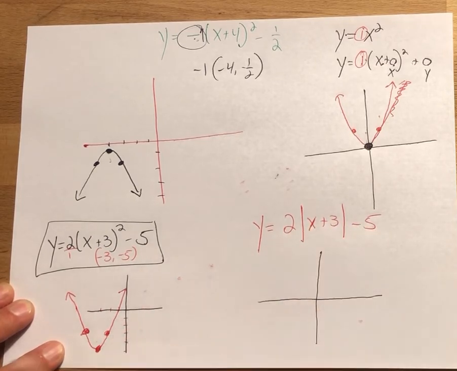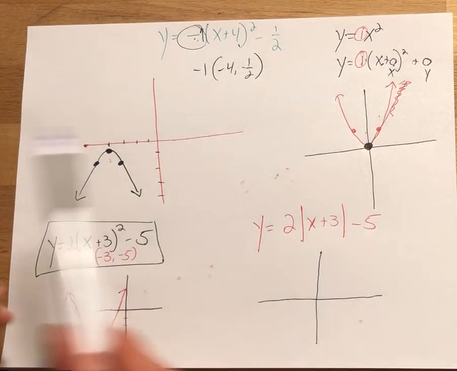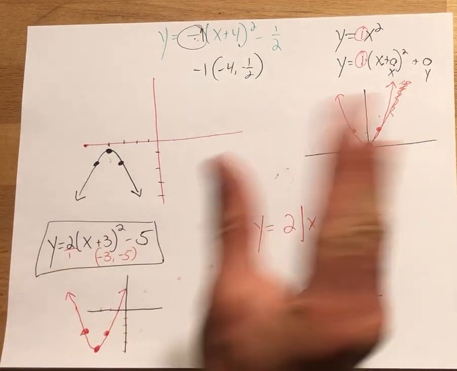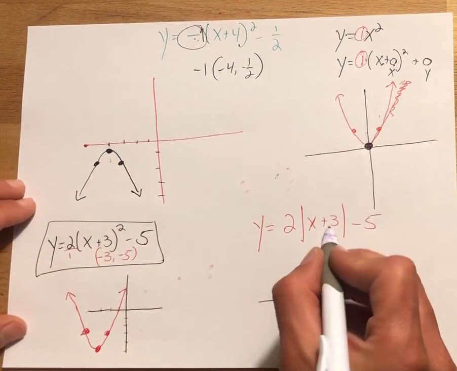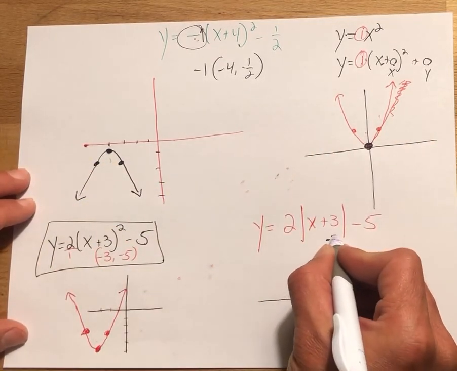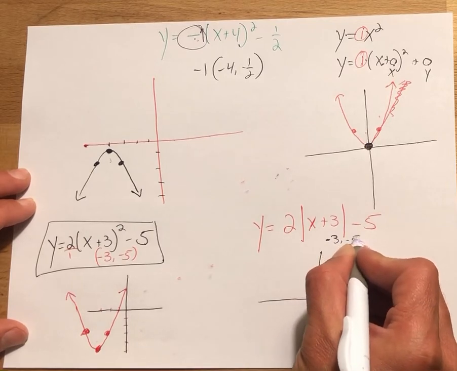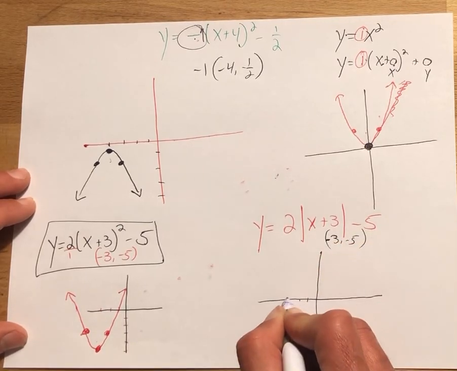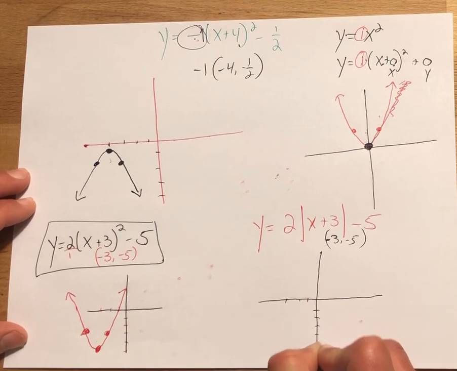This is still your vertex. Absolute values are like these, but they're V's. I'll show you. So if I were to graph this, my vertex is still negative 3, negative 5.